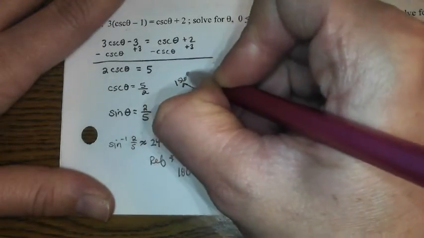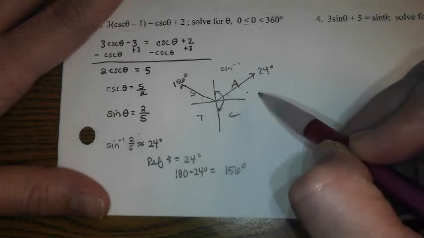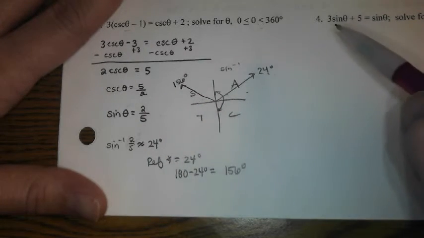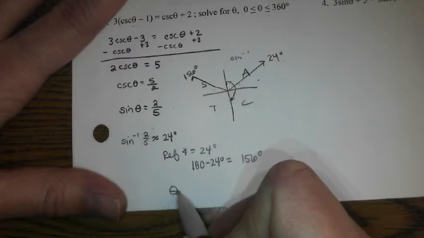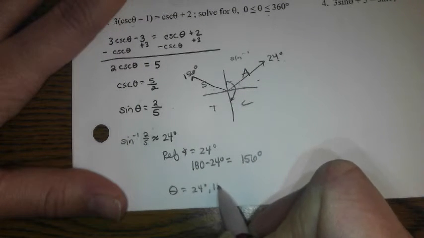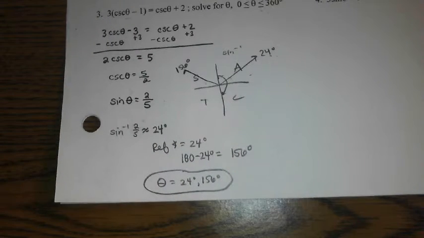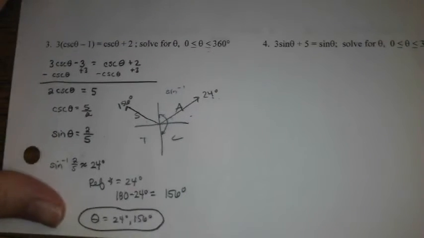So the calculator gives you the one, and that's great, but you have to find the other one. So I'm just going to write theta equals 24 degrees and 156 degrees. Good?